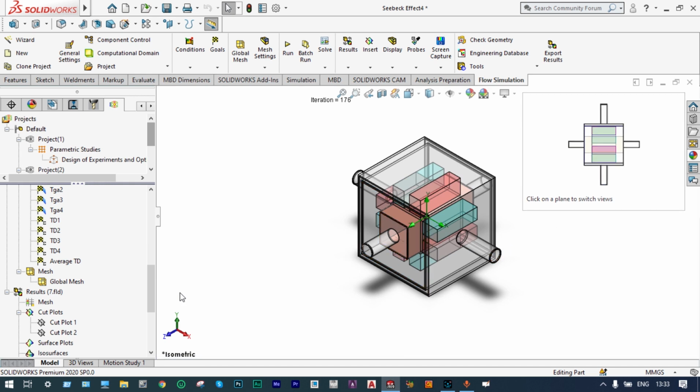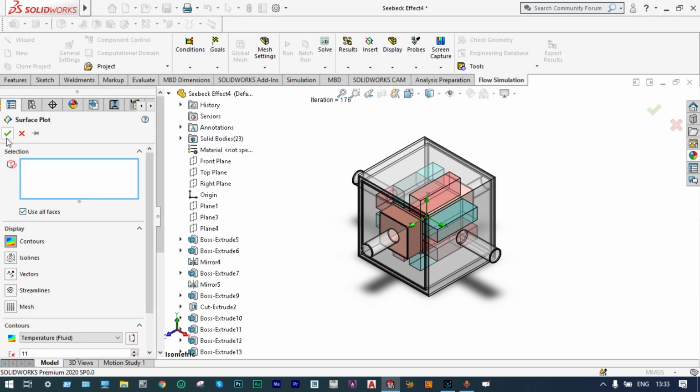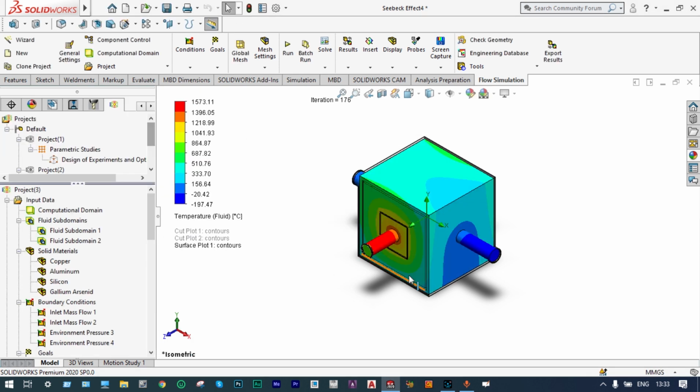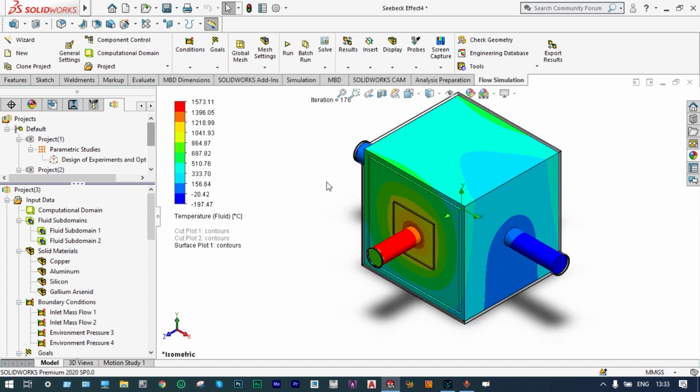Fine. Next to that, we want to see the surface plots. Insert surface plots. We want to see all surfaces. Temperature of fluid, green check. You can see at different surfaces, this is the cold nitrogen surface. It is having temperature in the range of minus 197.4 degrees centigrade, and this is the temperature for hot flue gas. We are having high temperature. It is in the range of 1573 degrees centigrade.